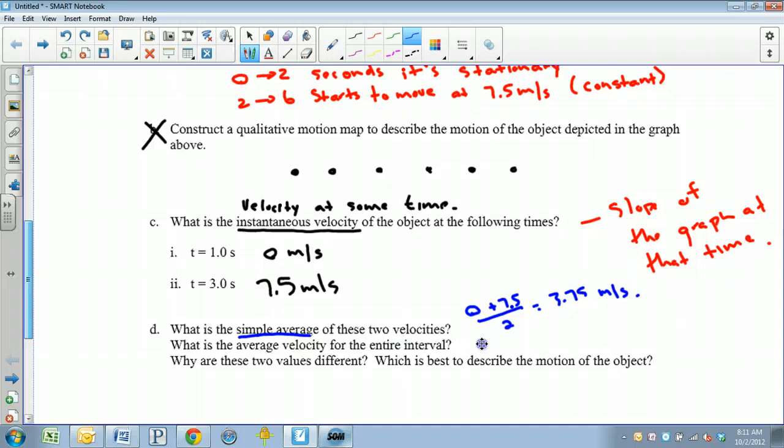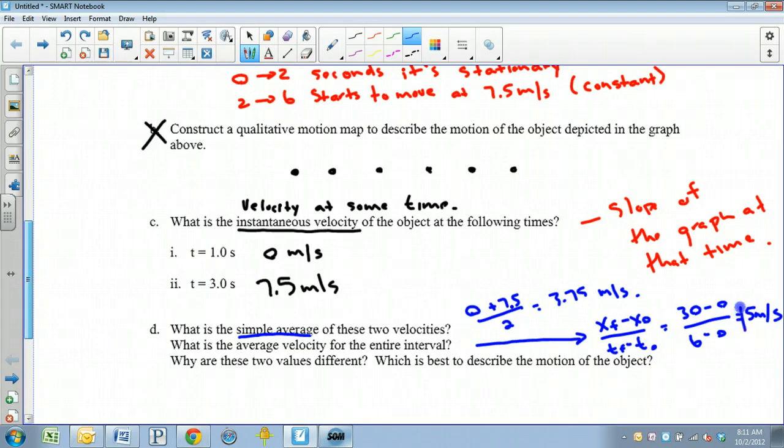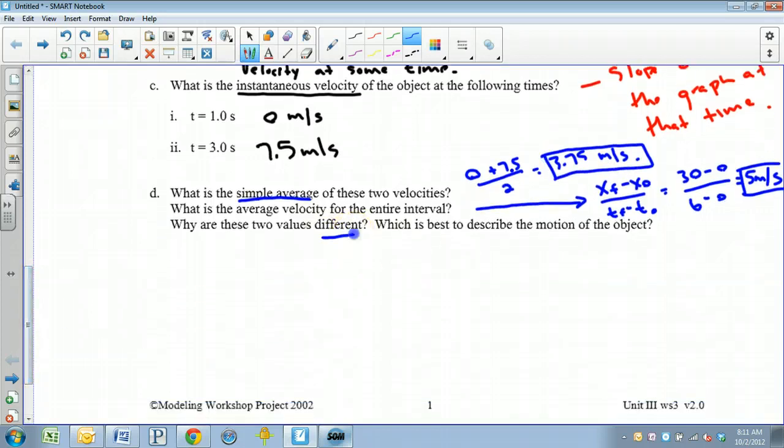Then the average velocity for the entire interval. Average velocity, we said, is the total displacement divided by the total time. And so we end at 30, we started at 0, and it took us 6 seconds to do that. So we end up with an average velocity of 5 meters per second. So our simple average, 3.75 meters per second. Our average velocity is 5 meters per second. The two values are different then because of the weighting.